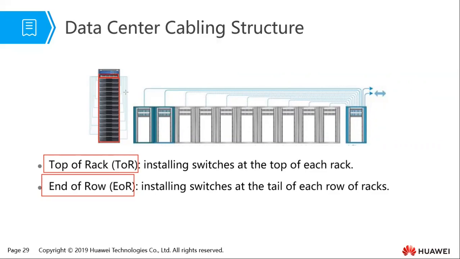So that's what we call top of rack, because the switch has been installed at the top of the rack. Then we have end of row, where the switch has been installed at the end of the row. So all the servers are connected to the switch at the end of the row. So those are the two cabling structures for a data center.